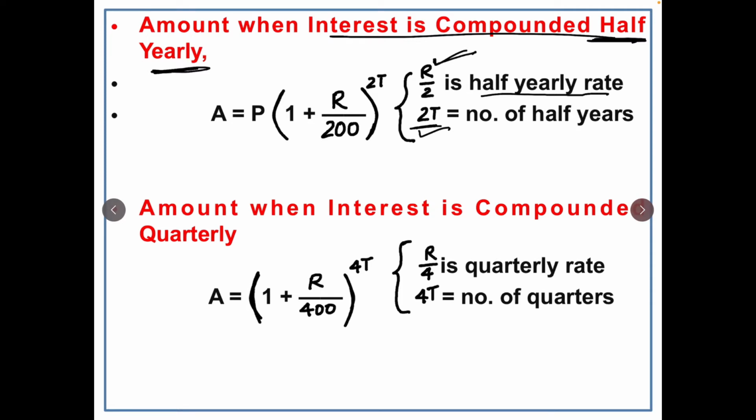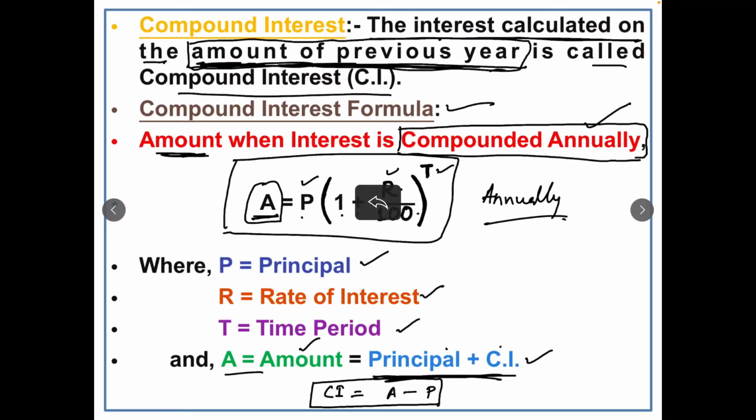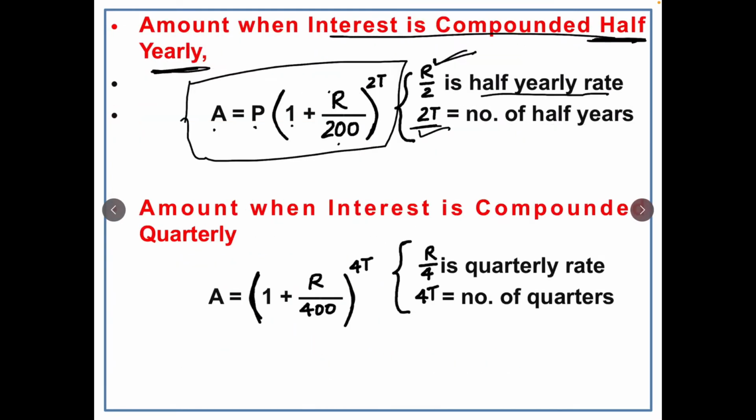Okay, and then the formula will become this one, that is amount equals principal bracket start 1 plus R divided by 200. Okay, in this case we had 100. Now if the interest is compounded half yearly, we will have 200 here, and this time will be twice the time period given, that is 2t.